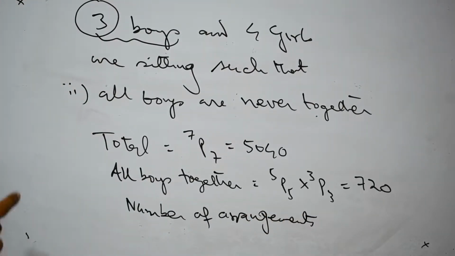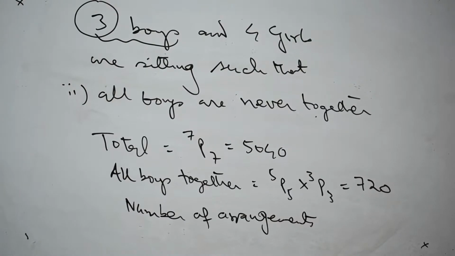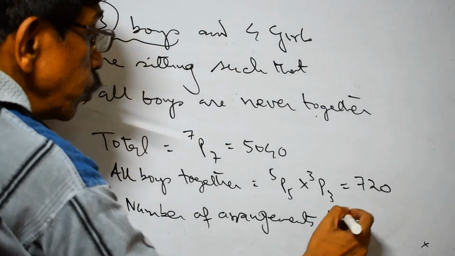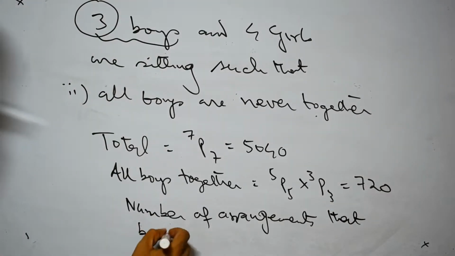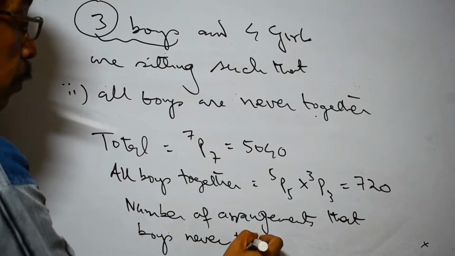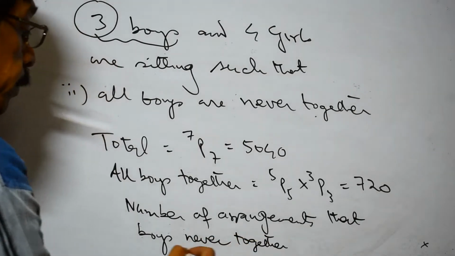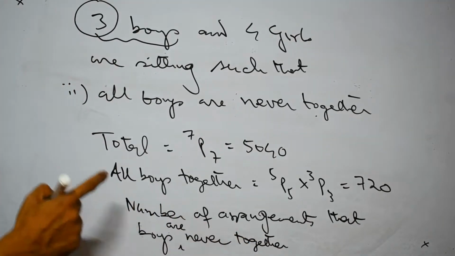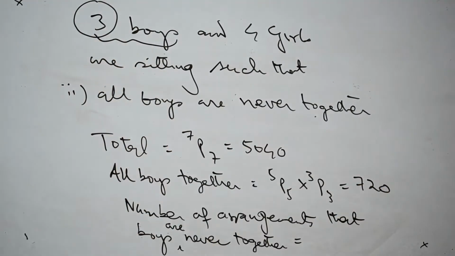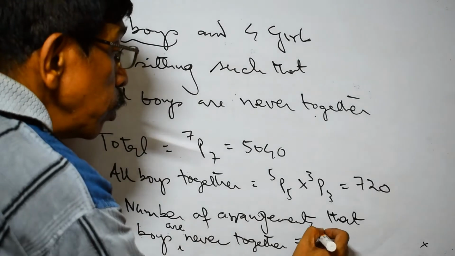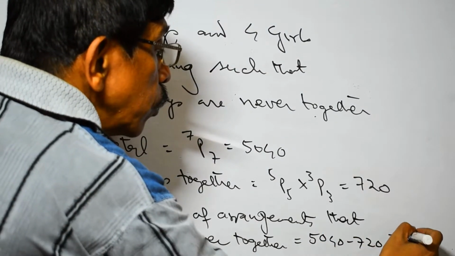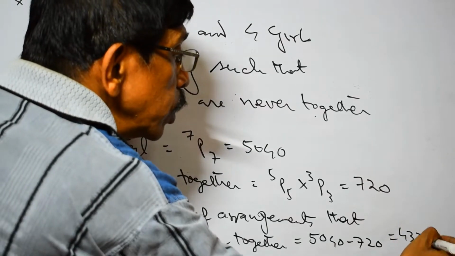Number of arrangements that boys are never together. Boys are never together means total possibility 5040 minus 720 cases where boys are always together. So it will be 5040 minus 720, and the result will be 4320.